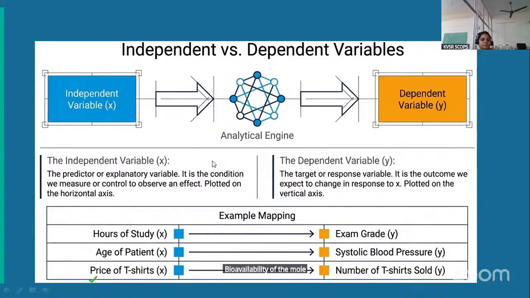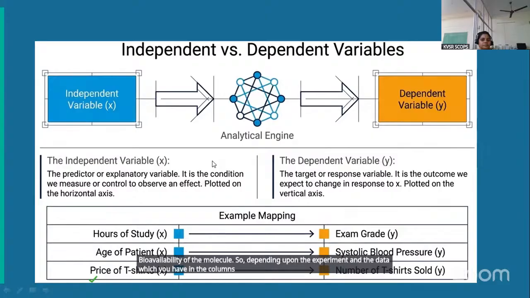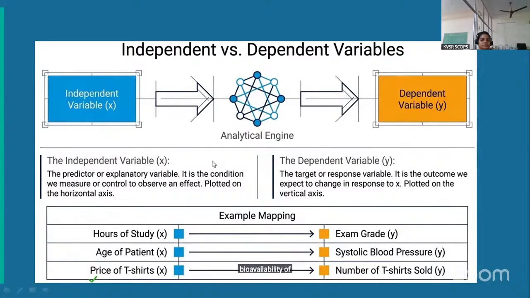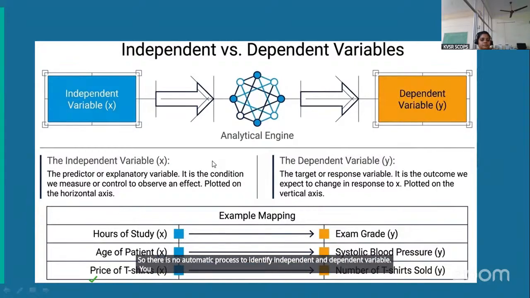So depending upon the experiment and the data which you have in the columns, you have to decide which is the independent variable affecting the bioavailability of the tablet or molecule. So there is no automatic process to identify independent and dependent variables. You have to select based upon your domain knowledge.